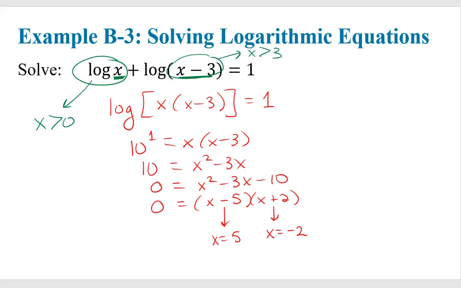So x greater than 3 is the most restrictive environment. So I know that all of my answers for this problem have to be greater than or equal to 3. So I automatically know this negative 2 is not going to work, because that's not greater than 3. It's not even greater than 0. So I definitely know it's not going to work. So that leaves 5 as my only possibility.